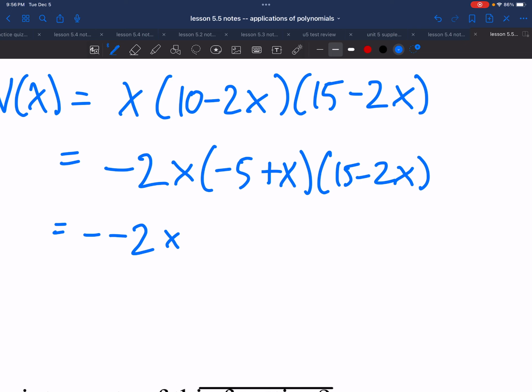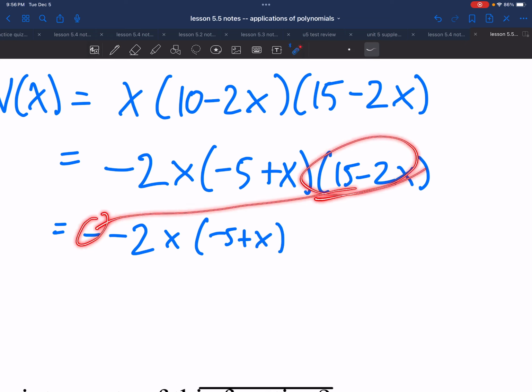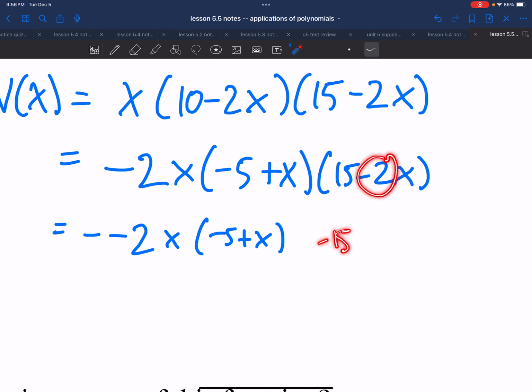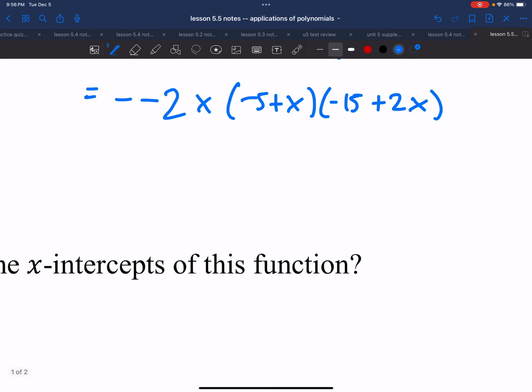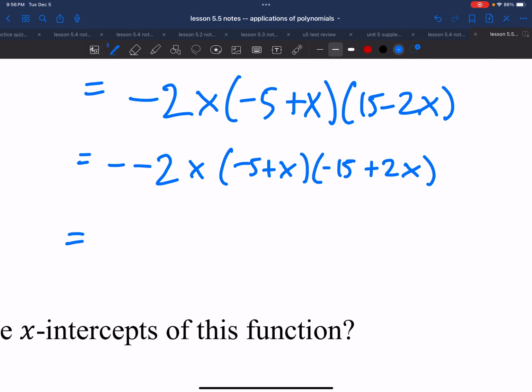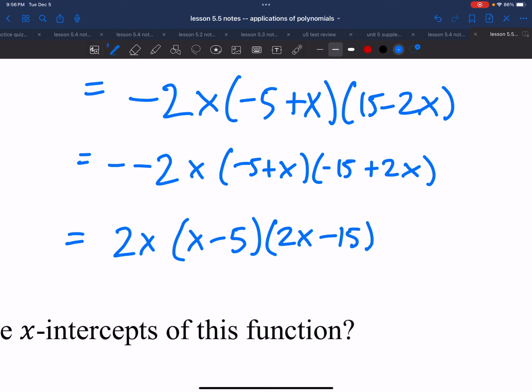Like that. So I have a double negative on the outside, and that's negative 5 plus x. And I'm taking the negative out from this thing. So positive 15 becomes negative 15, and negative 2x becomes positive 2x. So it's negative 15 plus 2x. But notice a double negative, that double negative here at the front, negative times negative is positive. And then negative 5 plus x could be written as x minus 5. It doesn't have to be, but it could. And negative 15 plus 2x could be written as 2x minus 15.